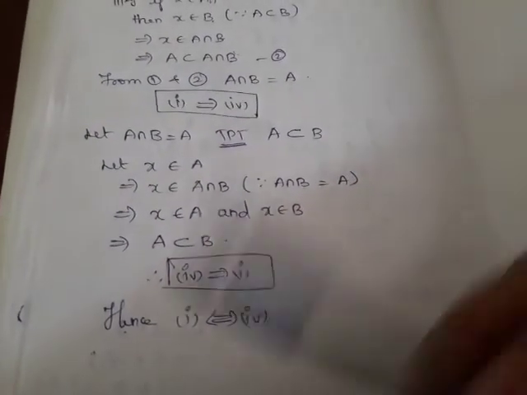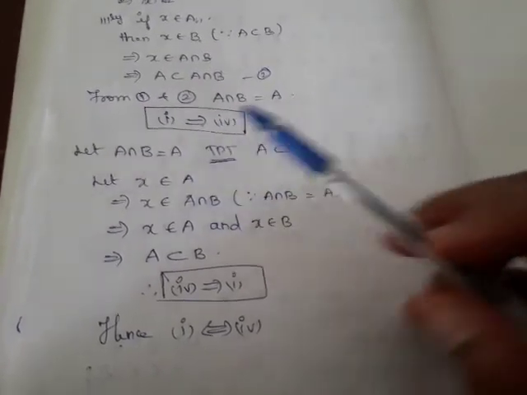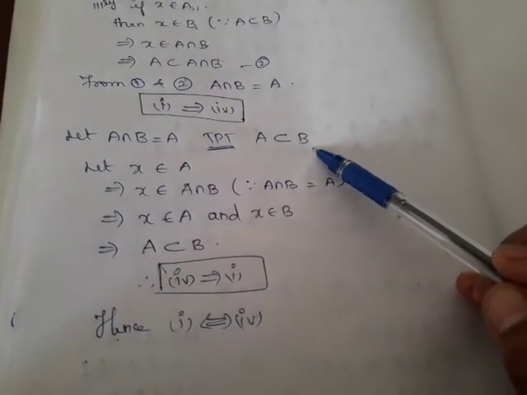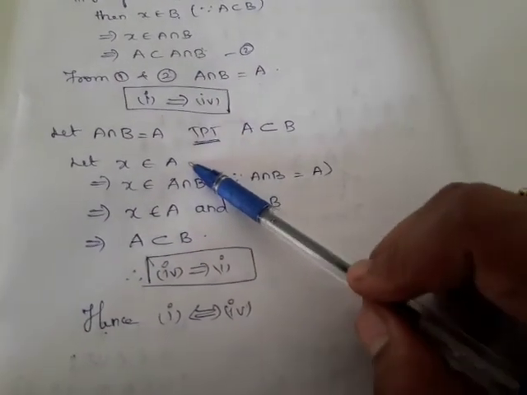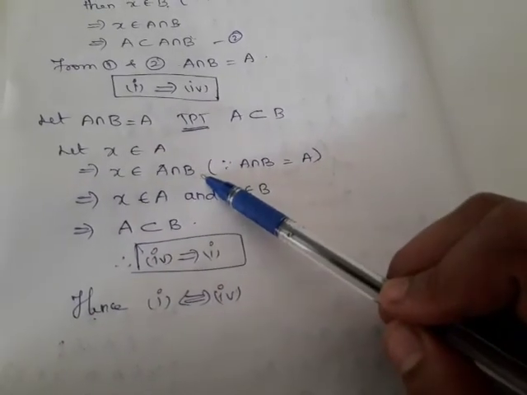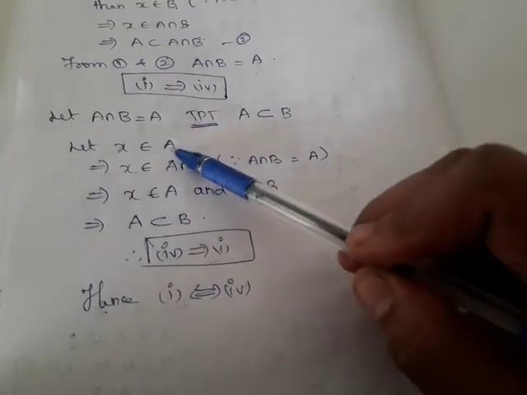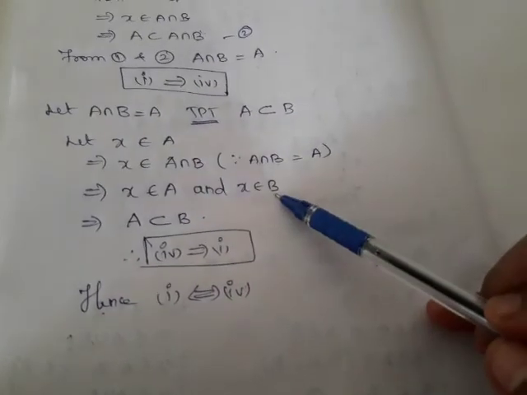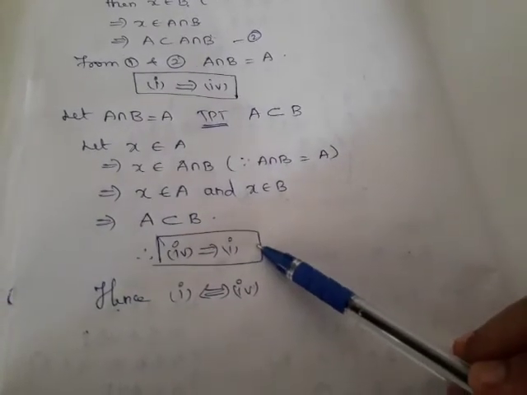Right? Now the other way we need to prove: statement 4 implies statement 1. So we are going to assume A intersection B and A are equal. We need to prove A is a subset of B. To prove this, we start with an element in A, then automatically it will belong to A intersection B because both are equal. If it belongs to the intersection, then by definition it belongs to A and it belongs to B. We started with an element in A and now we are saying it is also in B, therefore A is a subset of B, therefore 4 implies 1.